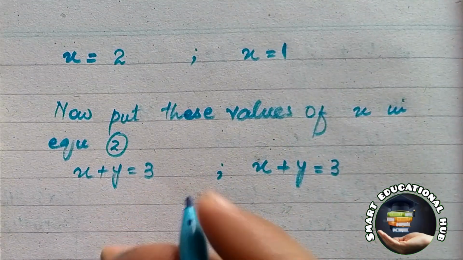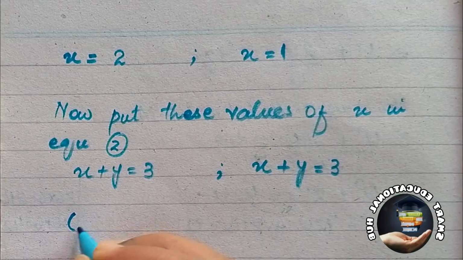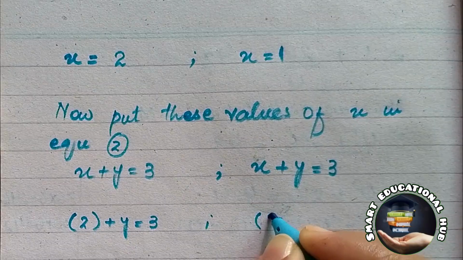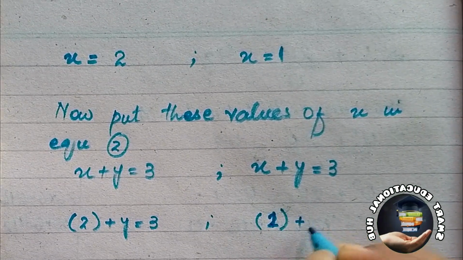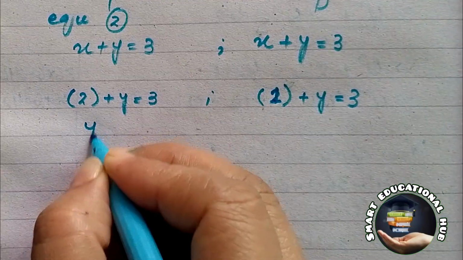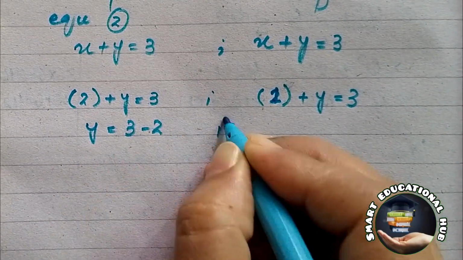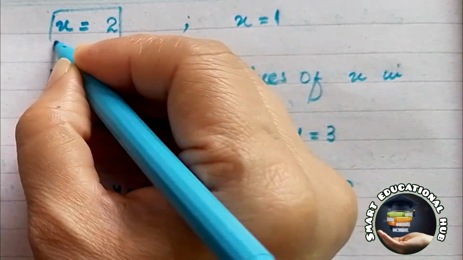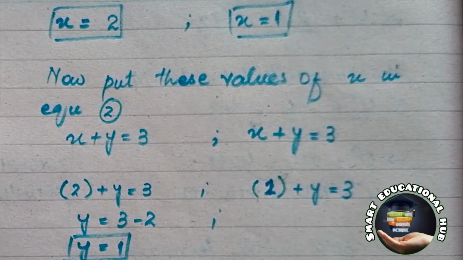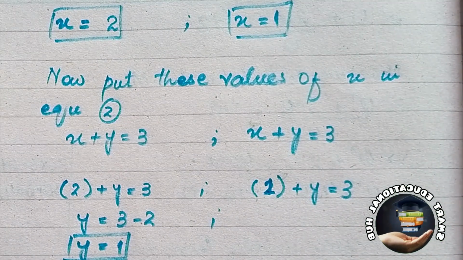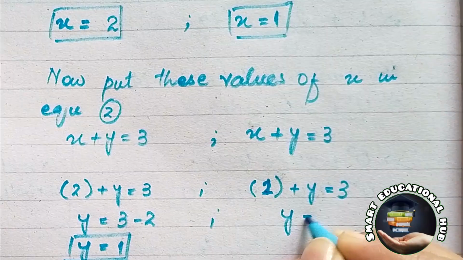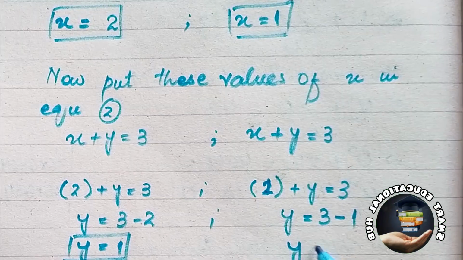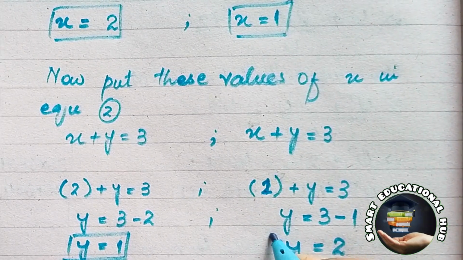But here we are putting these values of x in equation number 2, which is x plus y equals to 3. So when we put the value of x as 2, 2 plus y equals to 3, so y equals to 3 minus 2, so y equals to 1, and when we put the value of x as 1, then 1 plus y equals to 3, so y will be 2.